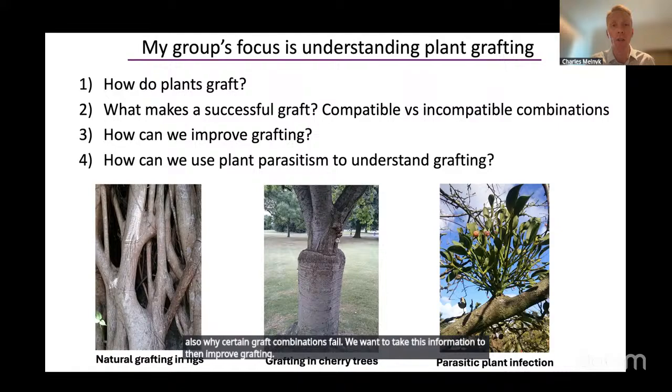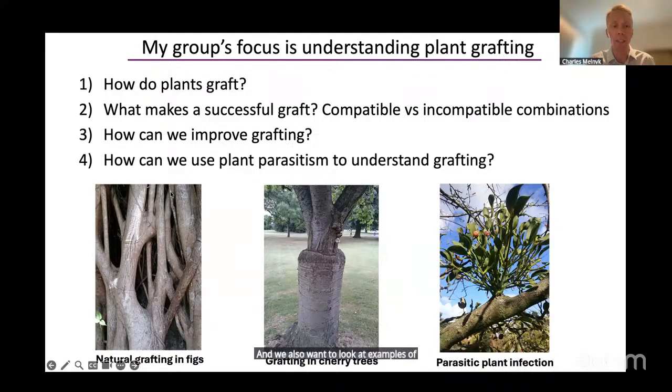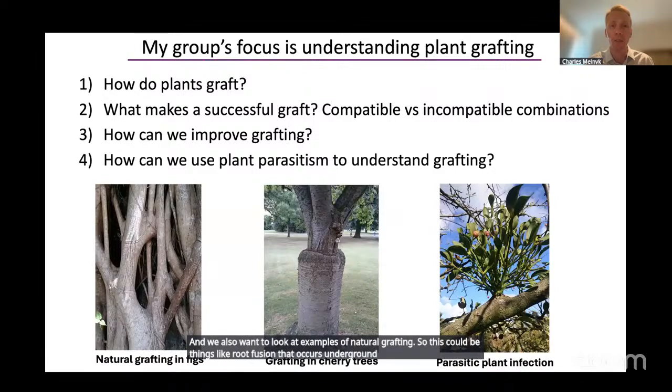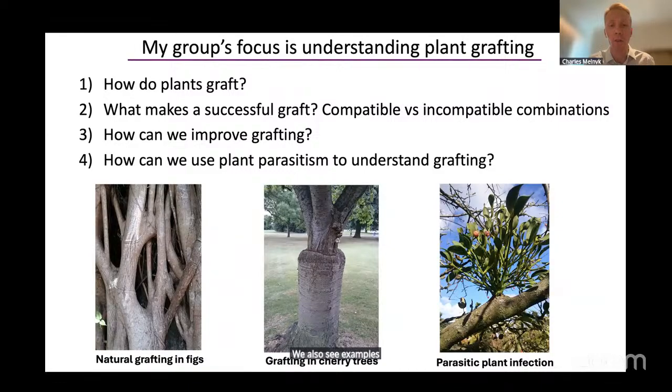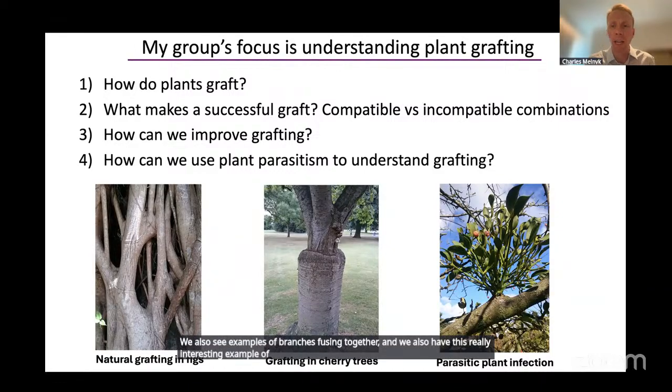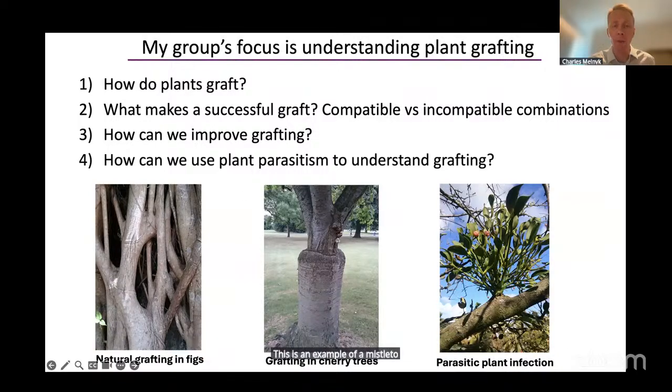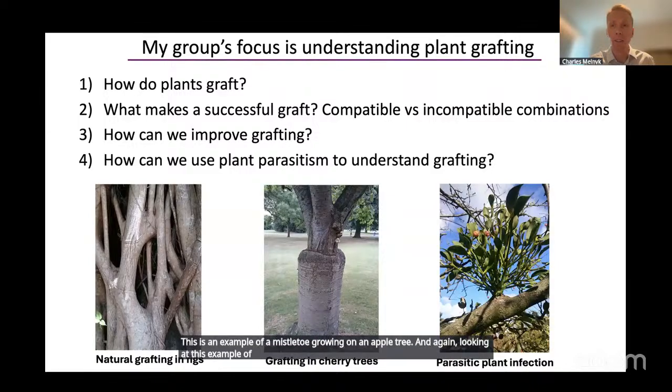And we also want to look at examples of natural grafting. So this could be things like root fusion that occurs underground when plants grow in close proximity. We also see examples of branches fusing together. And we also have this really interesting example of parasitic plant infection. This is an example of a mistletoe growing on an apple tree. And again, we're looking at this example of plant-plant interactions and whether we can use this information to better understand grafting and to improve grafting.